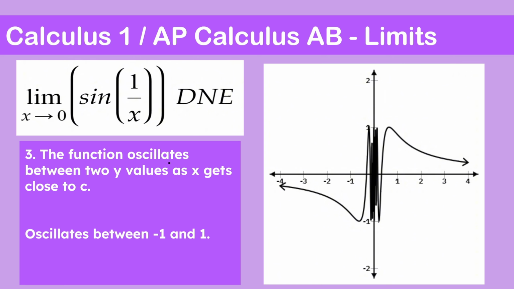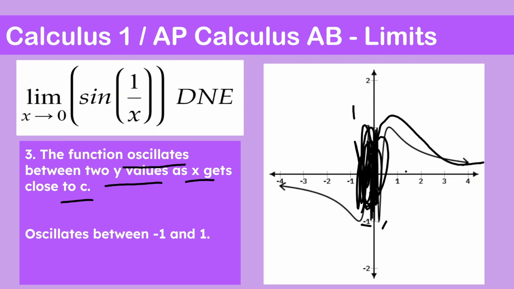For the third one, where it says it oscillates between two y values as x gets very close to c, this function oscillates between -1 down here and +1. So as you can see, it goes from here, then it just goes crazy in the middle. Which means there's no easy way to determine what value it reaches.